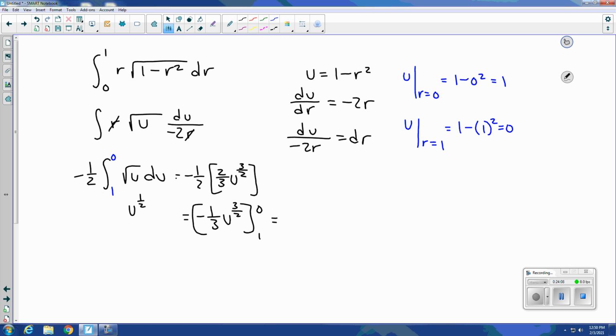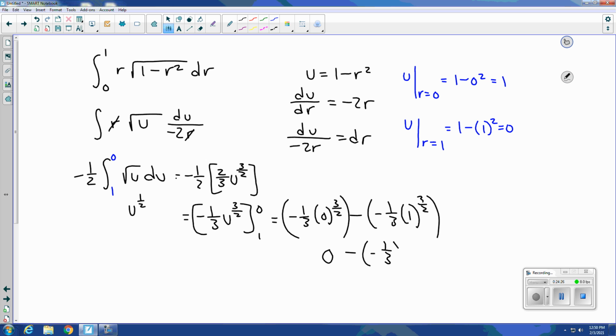Now we're going to evaluate this function at these points. So at the upper minus at the lower. This first one, 0 minus a negative 1/3. 0 minus negative 1/3 is positive 1/3. So there's our evaluation of the definite integral, where we had to change the lower and upper bounds because a u substitution was needed to find the antiderivative.